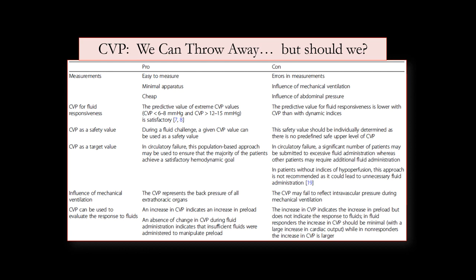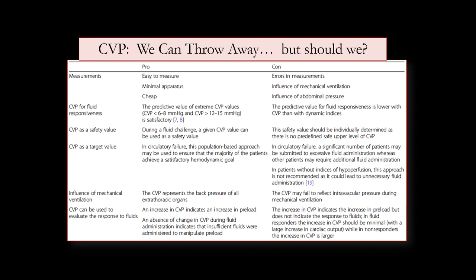CVP as a target value in circulatory failure, this population based approach may be used to ensure that the majority of the patients achieve a satisfactory hemodynamic goal. But the argument against is in circulatory failure, a significant number of patients may be submitted to excessive fluid administration if we are having a predefined level, whereas other patients may require additional fluid administration. So in patients without indices of hypoperfusion, this approach is not recommended, as it could lead to unnecessary fluid administration.